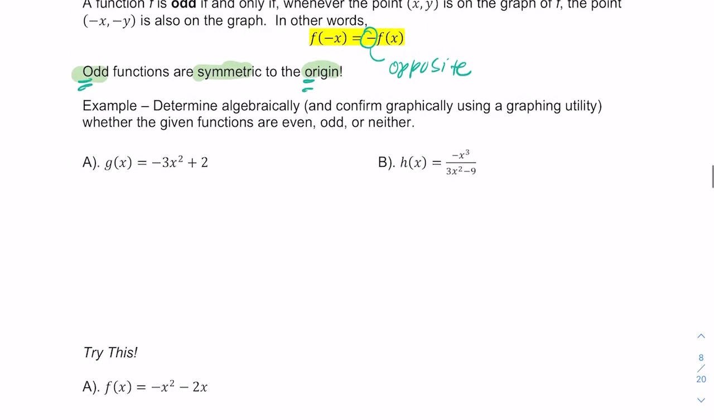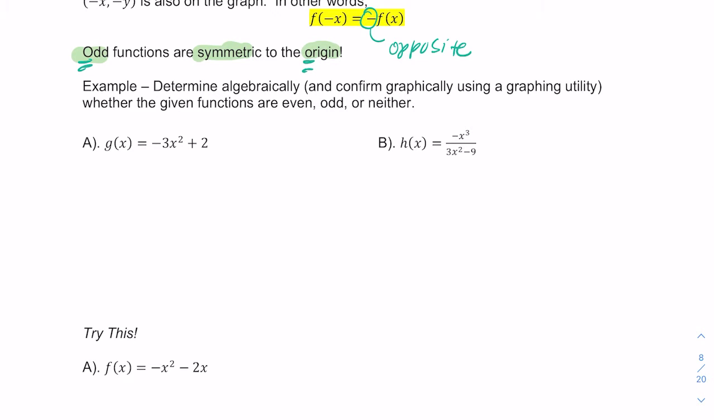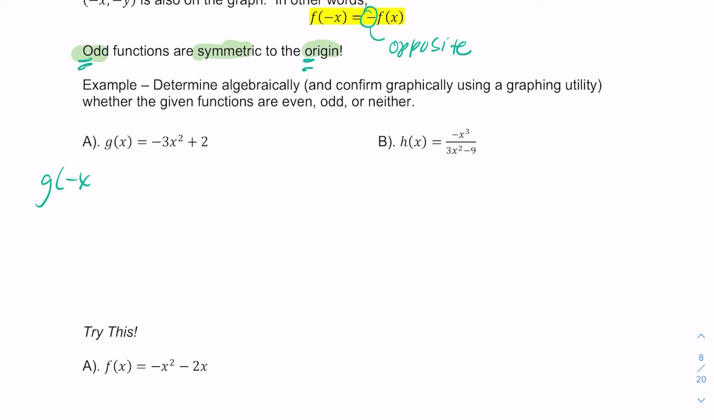In this first one, we've got g of x equals negative 3x squared plus 2. If I want to know algebraically whether that is even or odd, all I'm going to do is replace my x with negative x. Everywhere there's an x, you replace it with a negative x, and you compare your answer to the original function. Remember, order of operations tells us to do powers first, and then multiply. So negative x squared is positive x squared, times negative 3 gives me negative 3x squared plus 2.